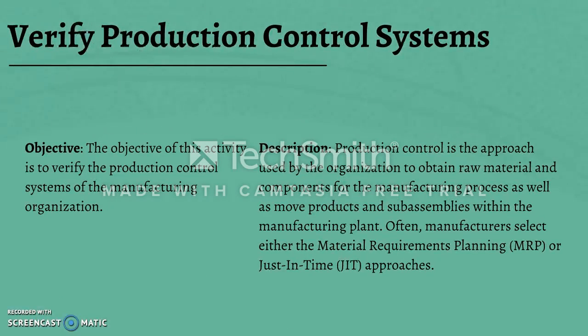Verify production control systems. The objective of this activity is to verify the production control systems of the manufacturing organization. Description. Production control is the approach used by the organization to obtain raw material and components for the manufacturing process, as well as move products and subassemblies within the manufacturing plant. Often, manufacturers select either the MRP, material requirements planning, or just-in-time approaches.